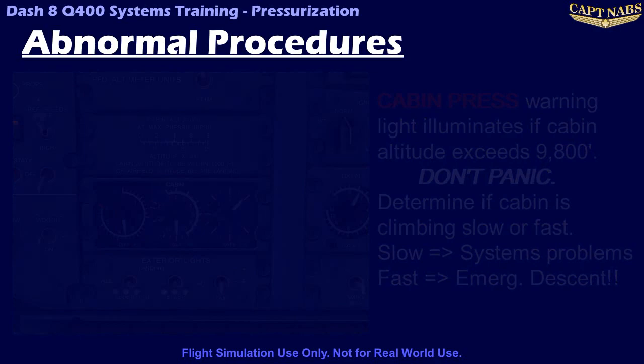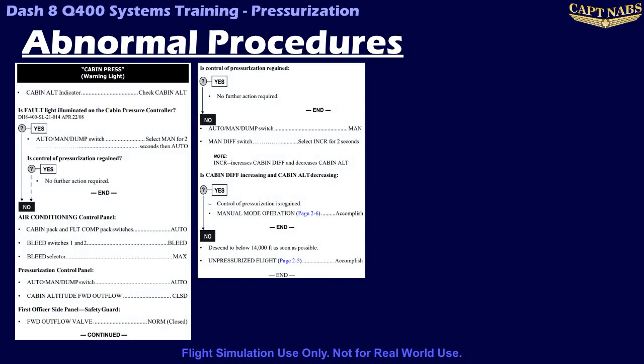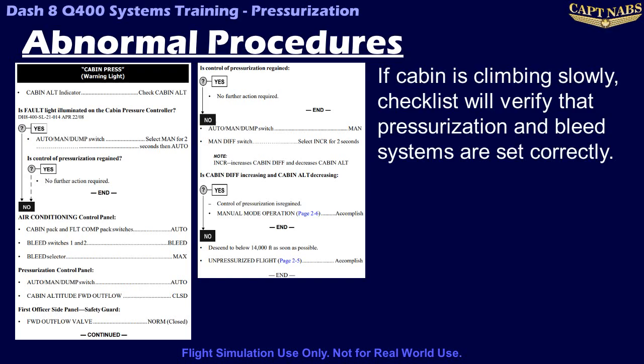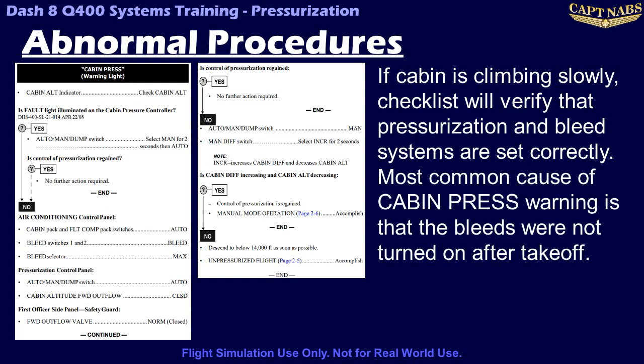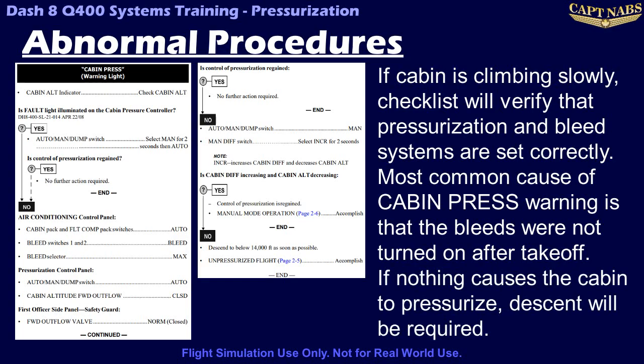After checking the cabin altitude, the next several items are designed to check that the bleed and pressurization system are configured correctly. The most common cause of pressurization issues is flight crew not configuring the systems correctly, and this can often be rectified by ensuring the bleeds are in fact turned on, or the pressurization system is configured for automatic mode. Perform the checklist and monitor the cabin altitude to see if the cabin has begun pressurizing properly.